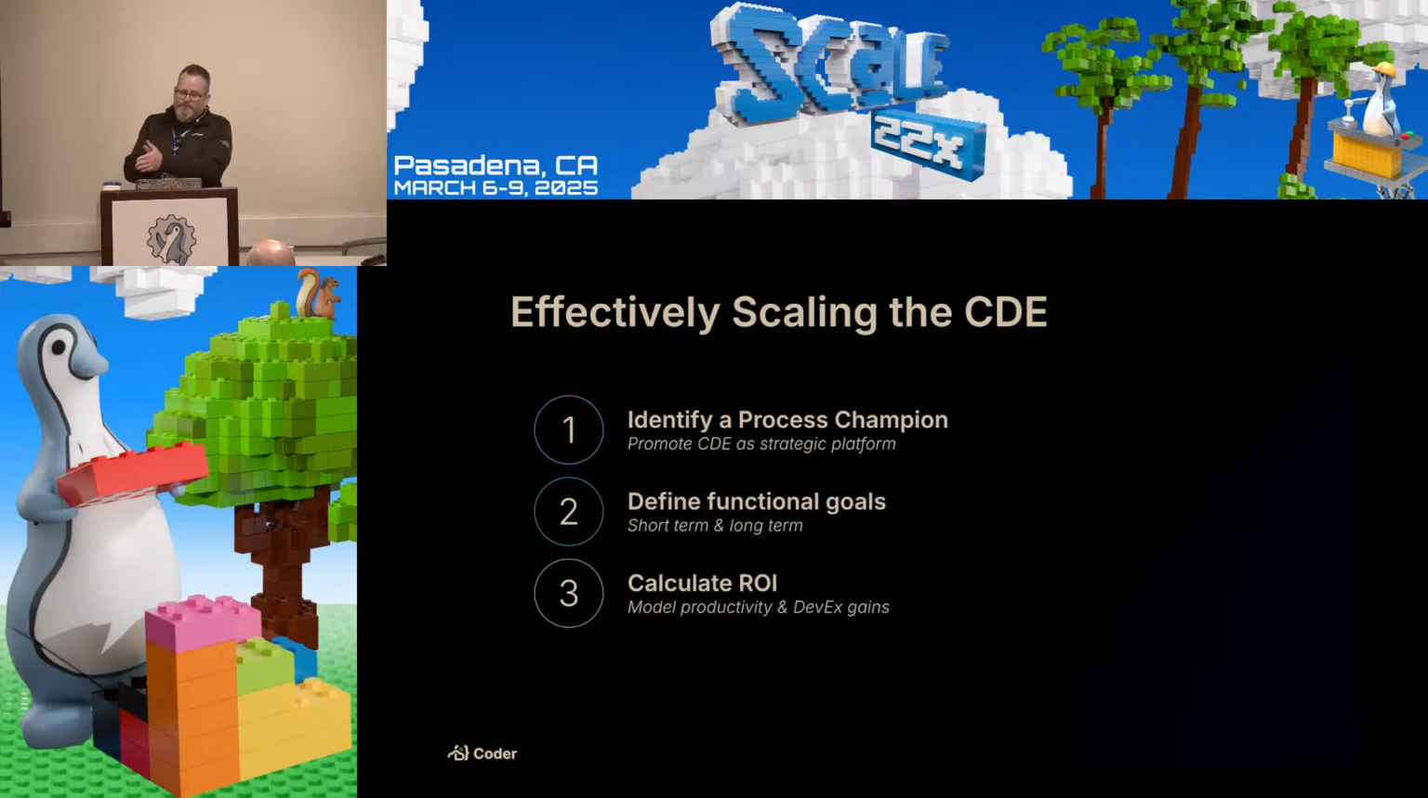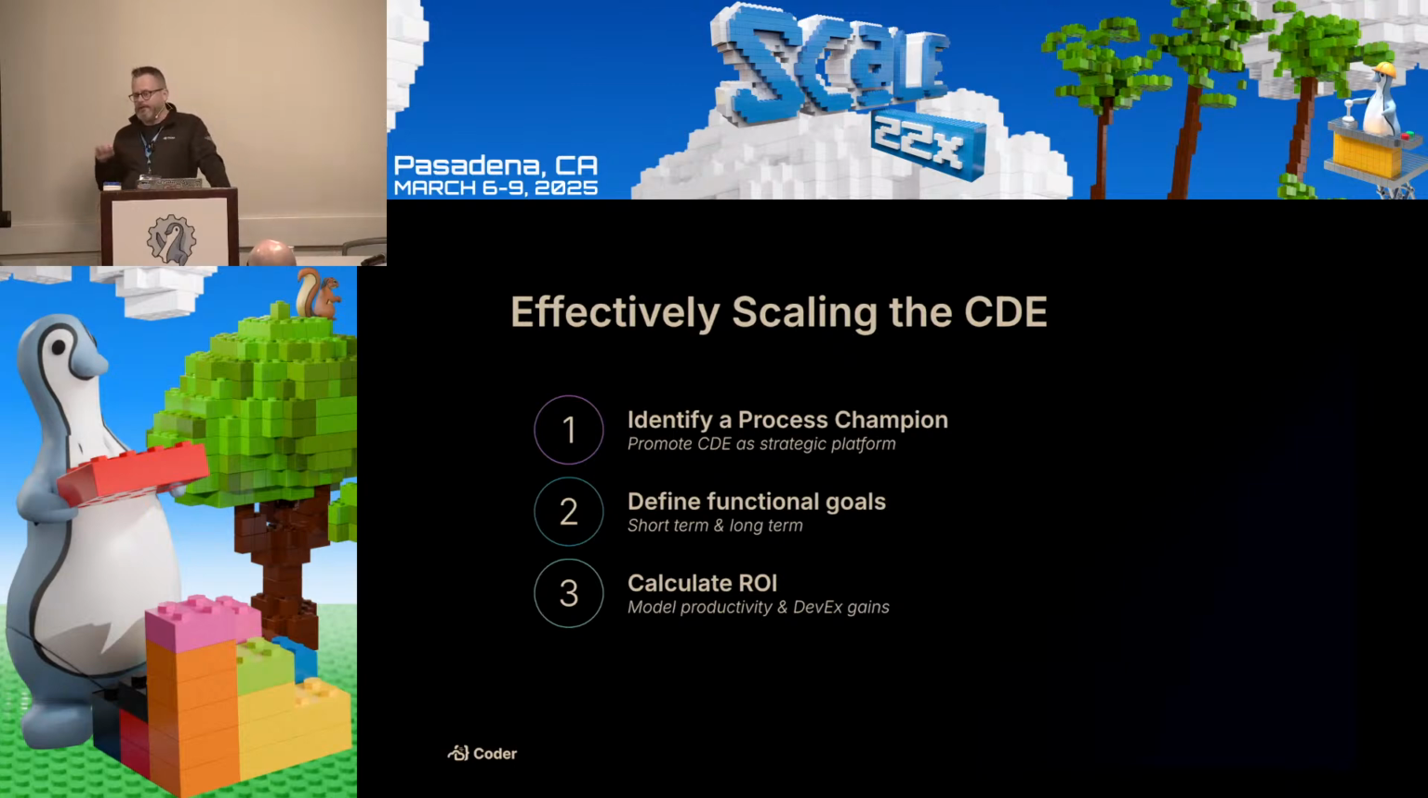At this point, you have to start thinking about scaling the CDE because you have a few teams on here. You have multiple use cases. Some of them may be non-developer oriented, but you're starting to see some patterns emerging, and you want to grow your CDE and you want to do it effectively. So at this point, you absolutely need to identify a process champion.